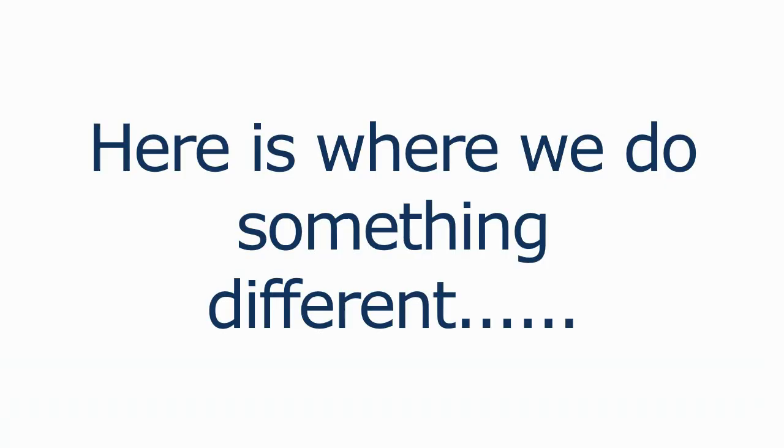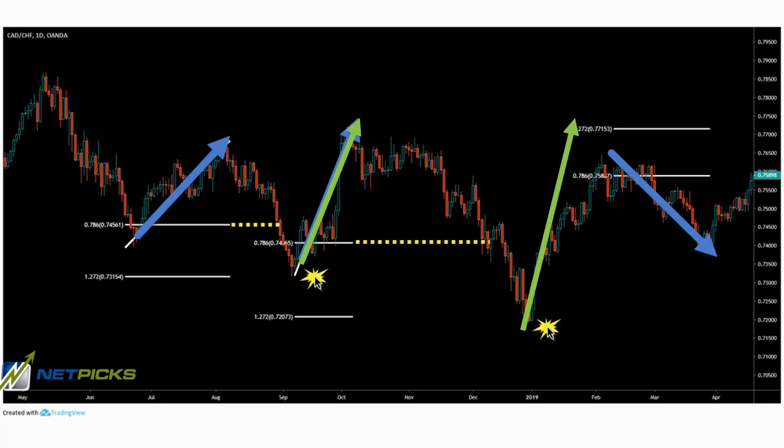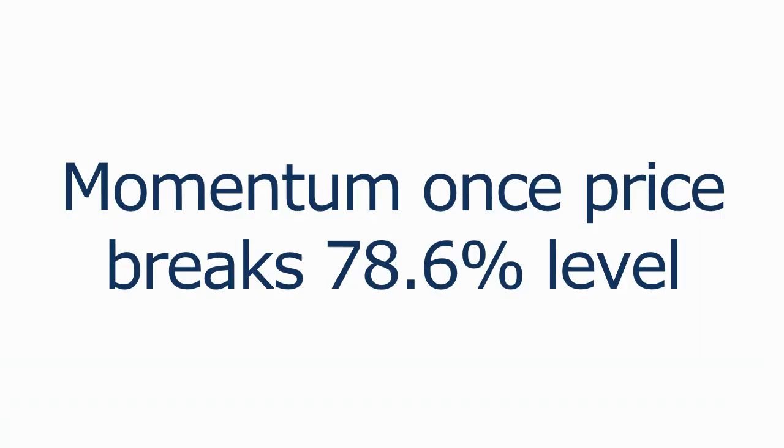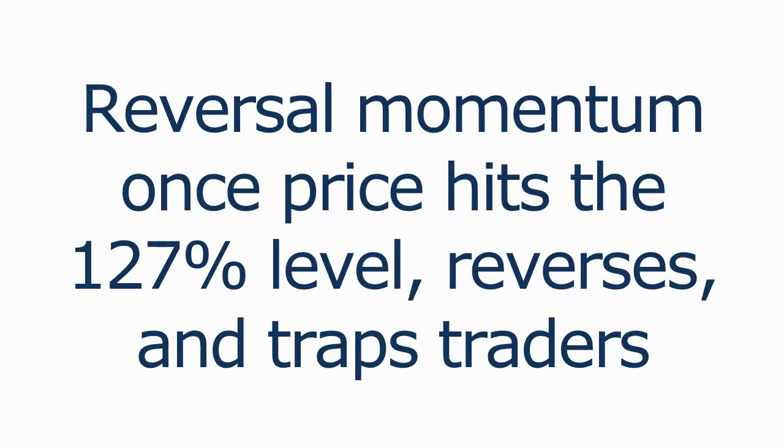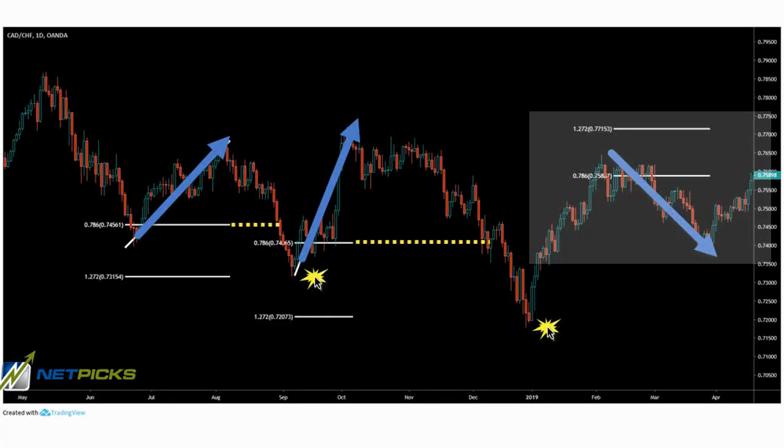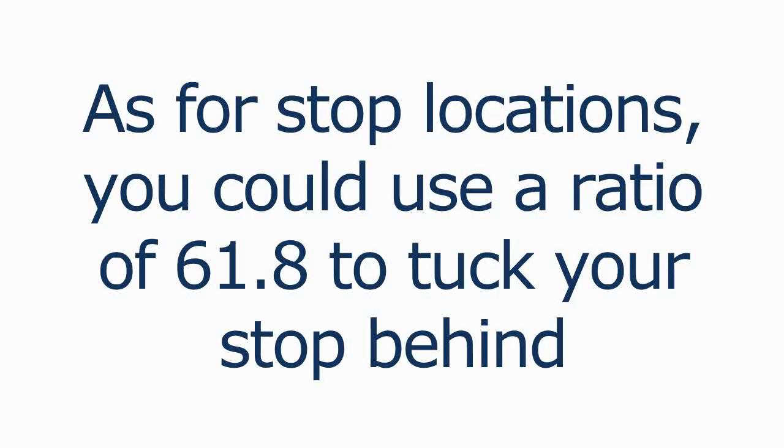See, here's where we're doing something a little bit different. We're going to look to see a reaction in the opposite direction of our previous trade. So we're looking to take advantage of a few things. Momentum, once price breaks the 78.6% level, and reversal momentum once price hits the 127 level. So price reverses and traps traders that must exit. The last trade on the right is a current long that just broke the 78.6 level. As for stops, you could use the ratio of 61.8 to tuck your stop behind.